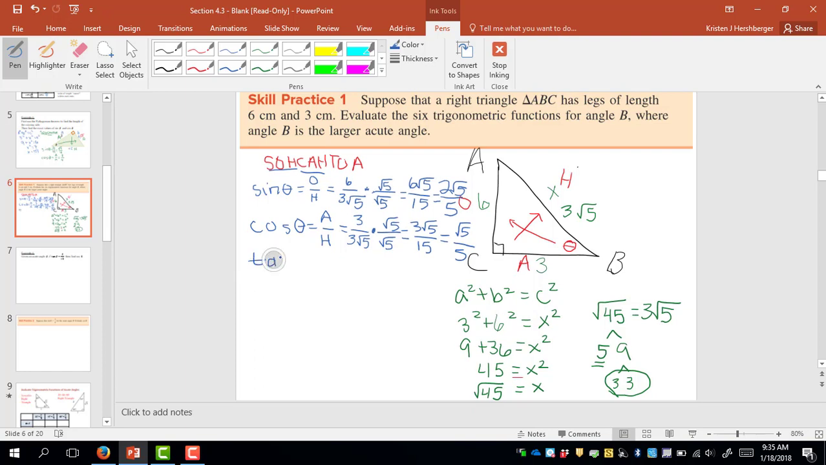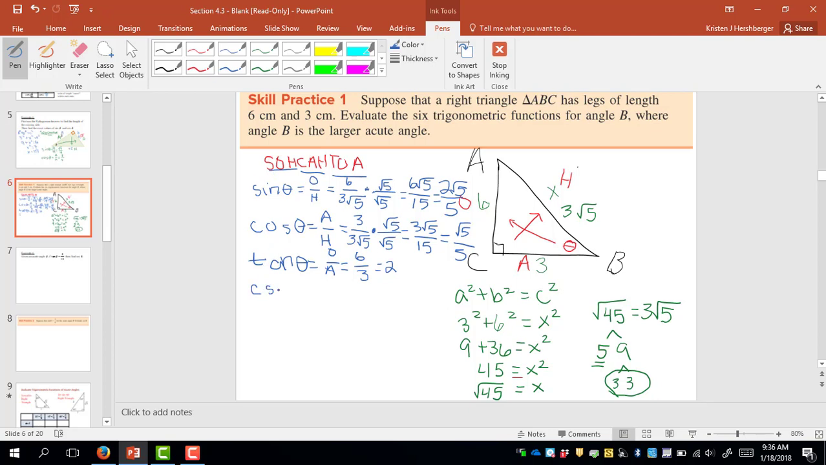Then I can find tangent. Tangent is opposite over adjacent. My opposite is 6 over the adjacent is 3. And 6 divided by 3 is 2. So tangent is 2. Now I need to find the other 3, but I know that they're just the reciprocals of sine, cosine, and tangent.